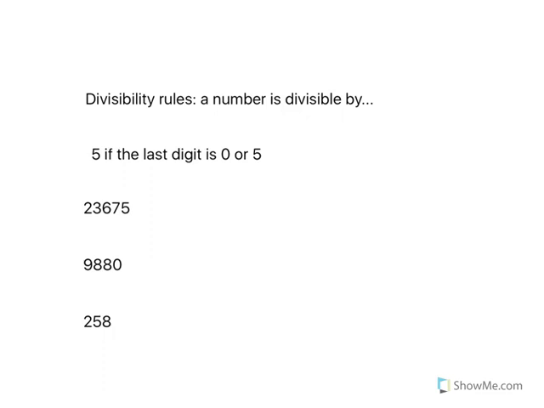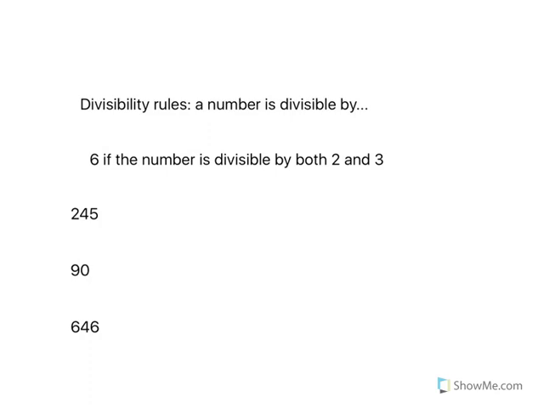A number is divisible by 5 if the last digit is 0 or 5. Last digit, 0 or 5. Super easy. 23,675, it ends in a 5, it's divisible by 5. 9,880 ends in a 0, divisible by 5. 258 ends in an 8. That's not 0 or 5, so it is not divisible by 5. If we were to divide it by 5, there would be a remainder.